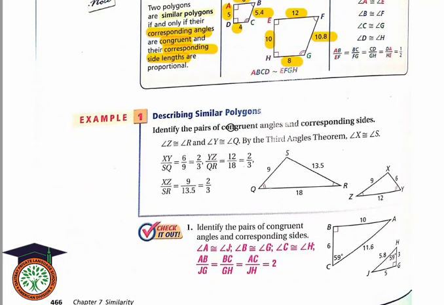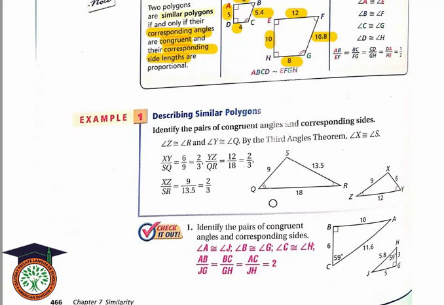Describing a similar polygon: identify the pairs of congruent angles and congruent sides. Angle Z congruent to angle R. Angle Y congruent to angle Q. So the third angle must be equal.